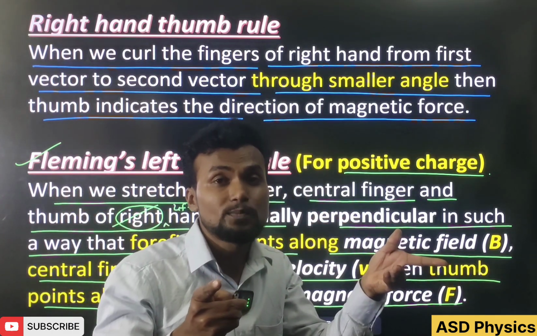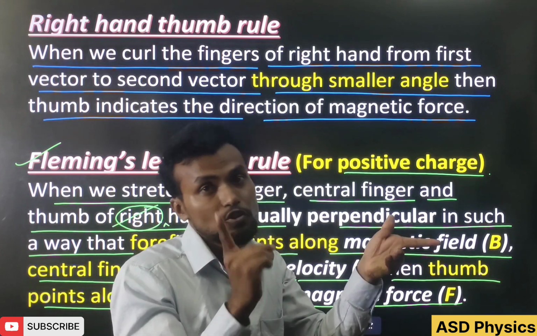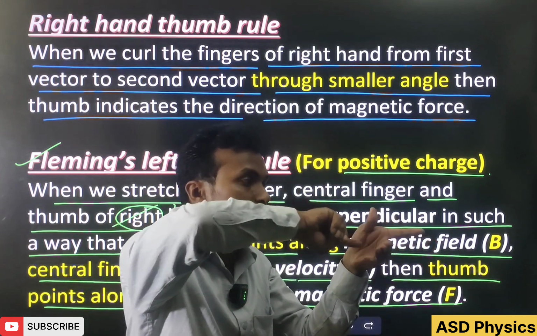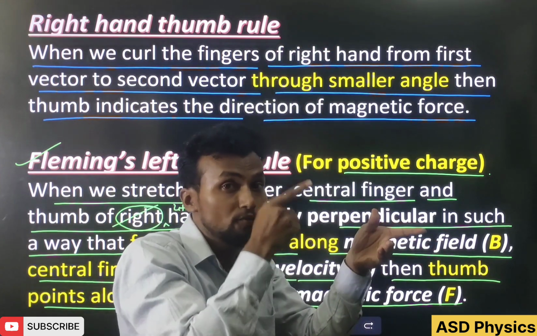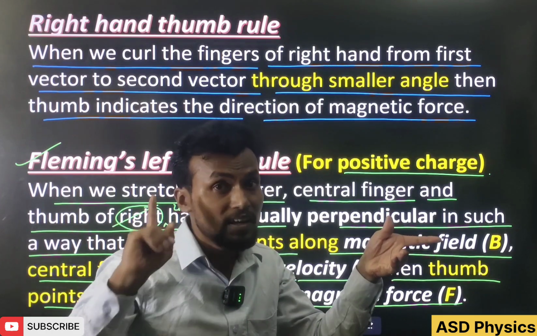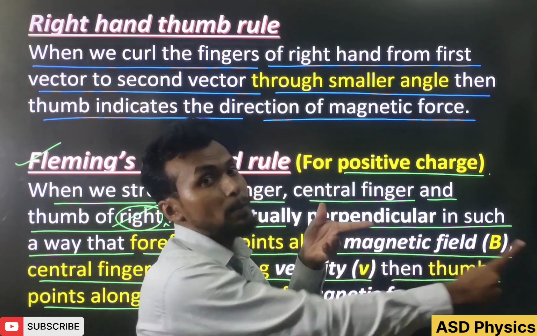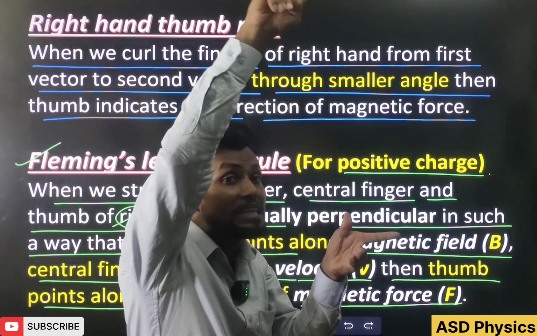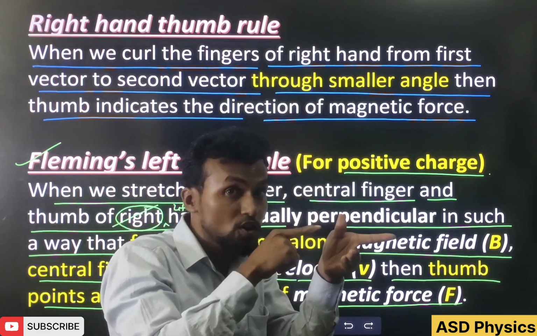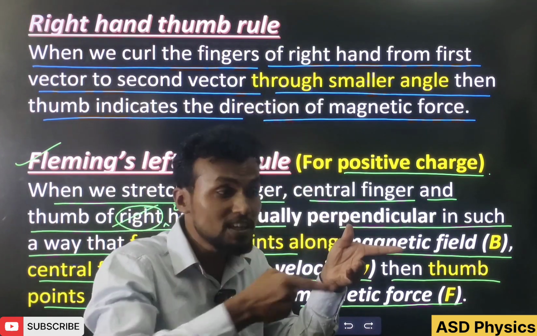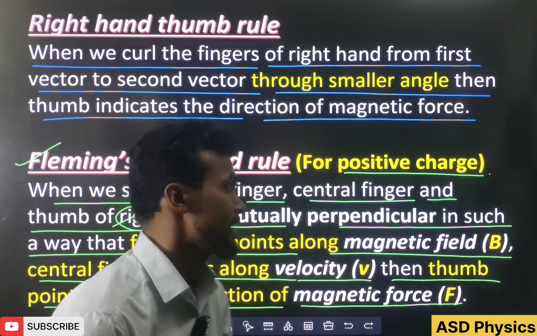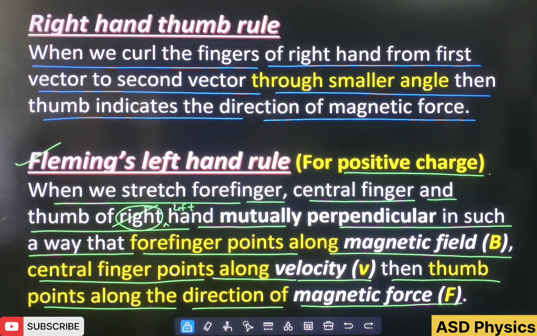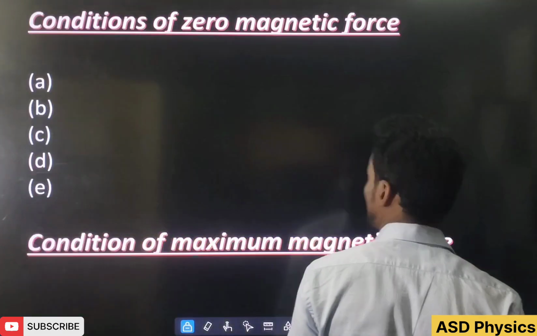If in case the charge particle is negative, then the direction of force will reverse. That means instead of the force going upward, you have to take the force downward. Clear? Again I am telling, forefinger is magnetic field, central finger is velocity, and force is indicated by the thumb. For positive charge particle, upward. For negative charge particle, downward. Remember that here. Kindly see very well and remember this definition also. Is it clear? Good.